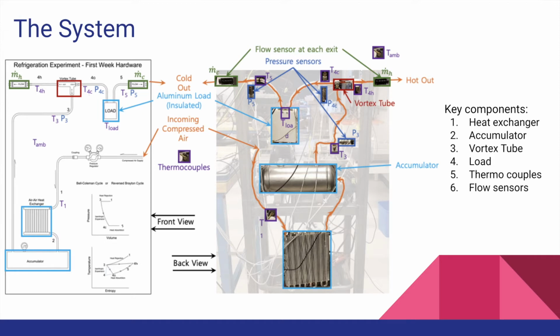The vortex tube divides the airflow into a hot and cold stream. The hot output at T4H and P4H goes through a flow sensor where we obtain m.hot. On the other hand, the cold output at T4C and P4C goes into the insulated aluminum load, exits at temperature T5 and pressure P5, and goes through a flow sensor where we obtain m.cold.